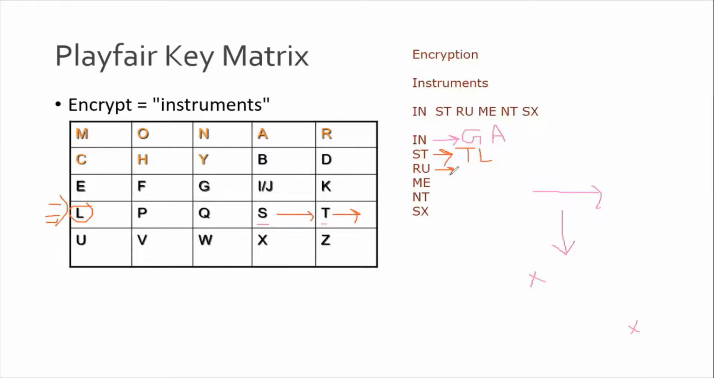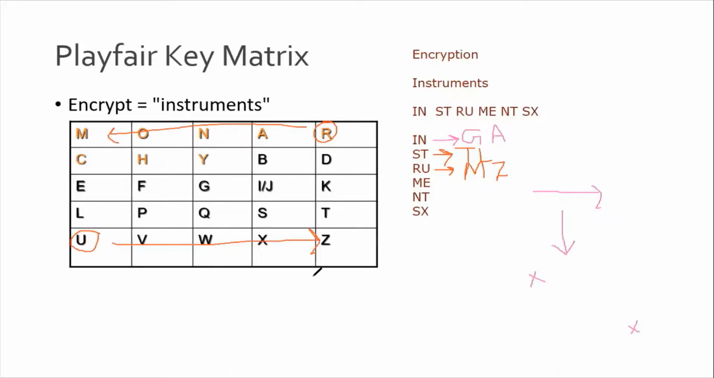Next, come to the next plain text pair, that is R and U. Let's check where R and U are in my key. We have R here and U here. These two characters are not in the same row and not in the same column, different row, different column. So what will we write? We will write M instead of R and Z instead of U. So for R, we will write M, and for U, we will write Z.